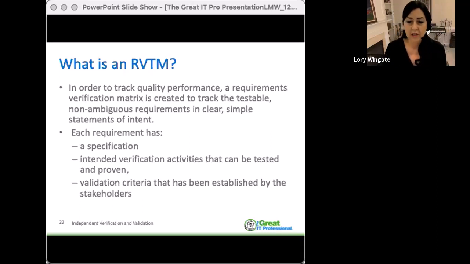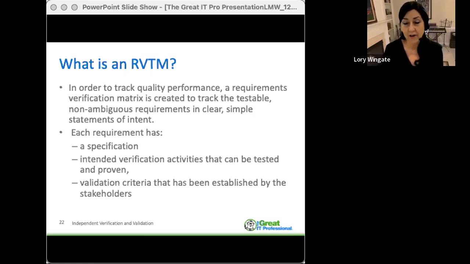And your customer. So for example, if you have a requirement, and I like to use the windmill because everybody kind of knows what a windmill looks like, and you have a specification for a new motor, and that new motor speed has got to be between these different parameters, you're going to verify that with a test to see if it runs within those parameters.